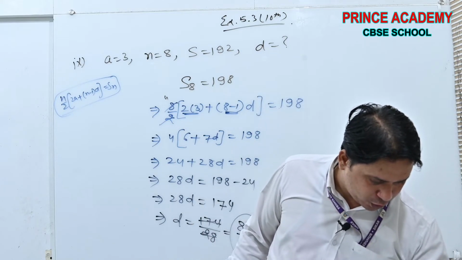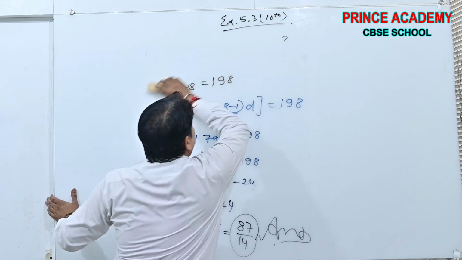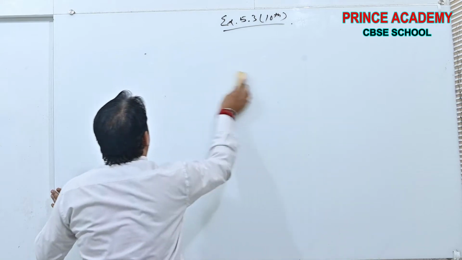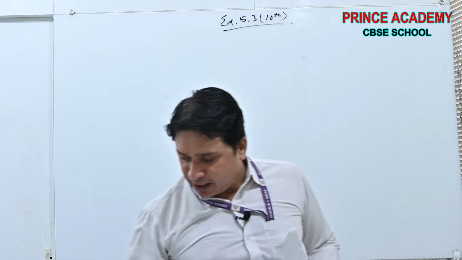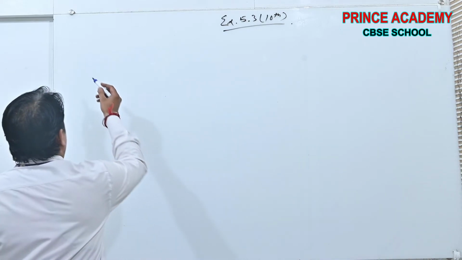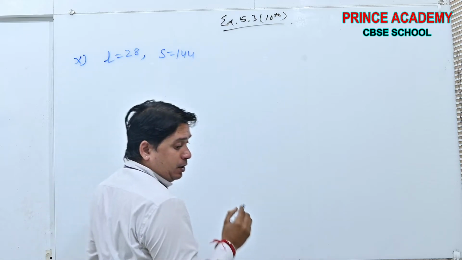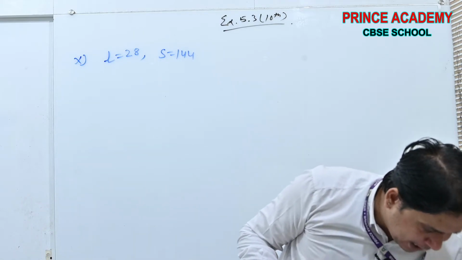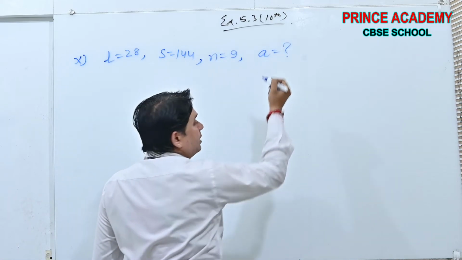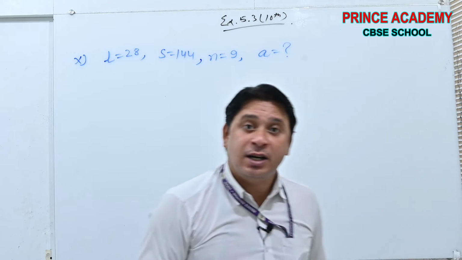Now see beta, question number 1 part 10. Done? Now see question number 1 part 10, the last part of question number 3. See beta, what is the part here? Here L is 28, S is 144, the 10th part. There are a total of 9 terms. N is 9, and A is asked. Okay, beta. N is 9 and A is asked.